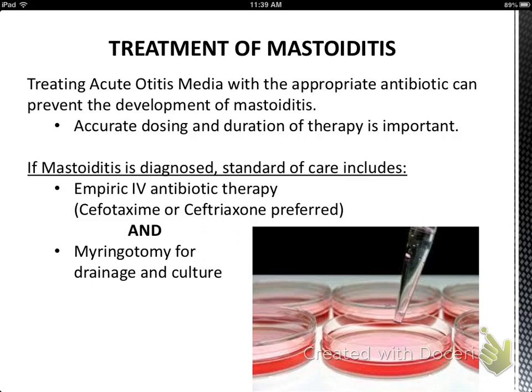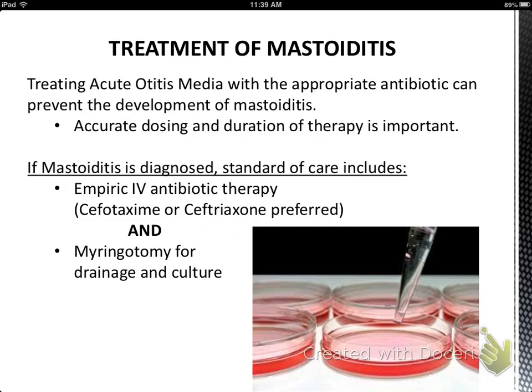Obviously, the best course of action in treating mastoiditis is to prevent the condition in the first place. Adequate treatment of acute otitis media with the appropriate antibiotic and dosing schedule is very important. In the case that mastoiditis does develop, however, and the diagnosis has been established, the patient should be started on IV antibiotic therapy as soon as possible. A myringotomy needs to be performed as well for culture and drainage. I'll talk more about the myringotomy procedure in a moment.